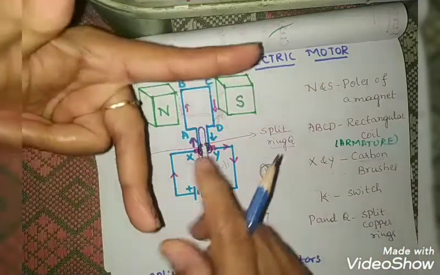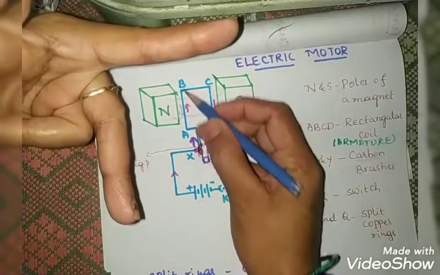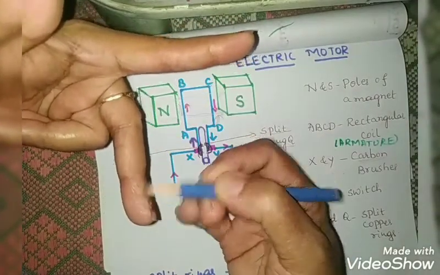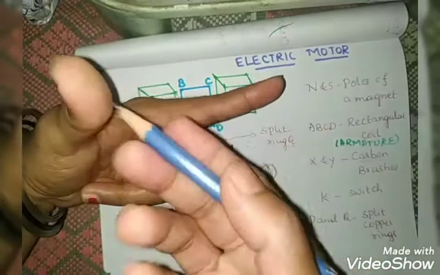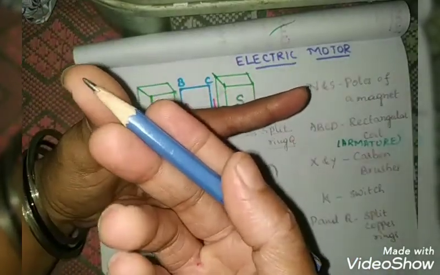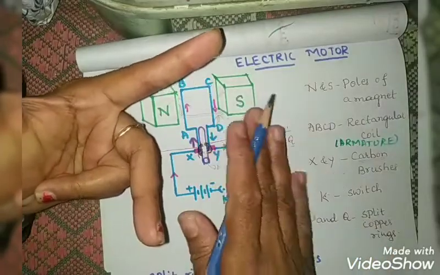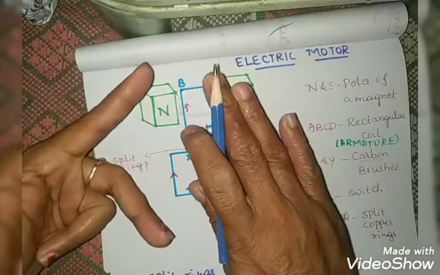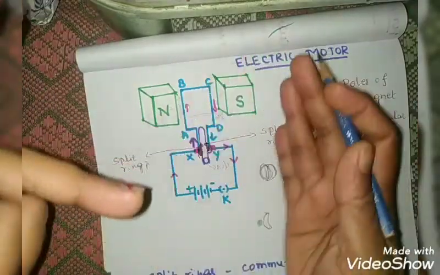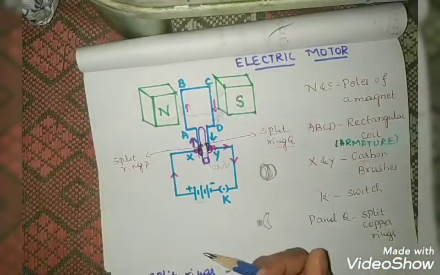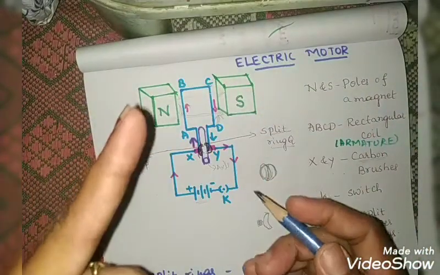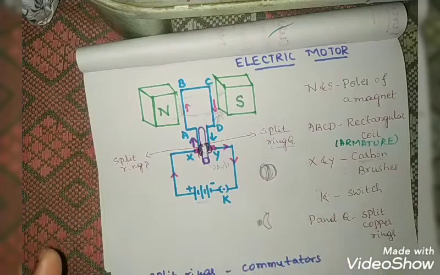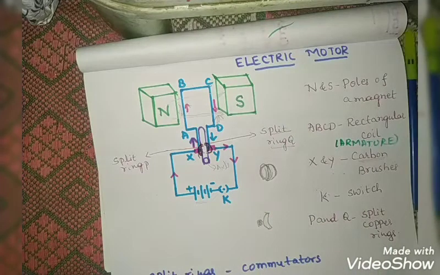So what happened now? This way you can hold. From B to A, current is flowing B to A, N to S, then the force will be down to up. You can observe, children, here. So in the first half rotation, AB pushed downwards, now pushed upwards. So AB pushed upwards, CD goes downwards. So it completes one rotation. At every half rotation, there will be reversal of current. Because of that, the force also reverses.